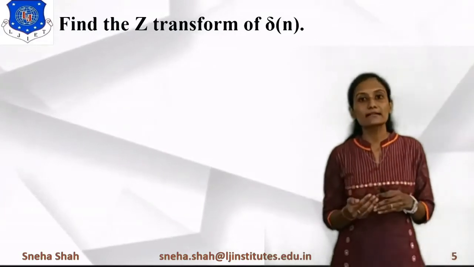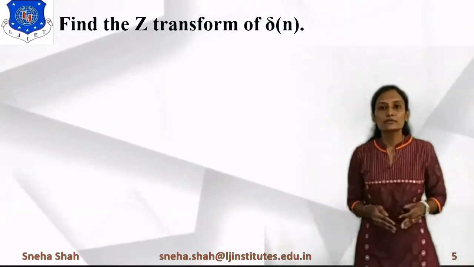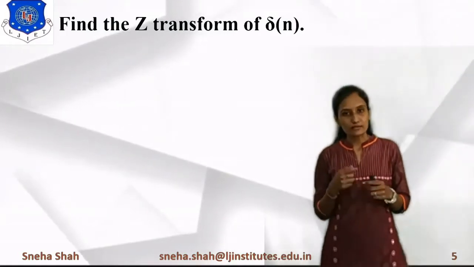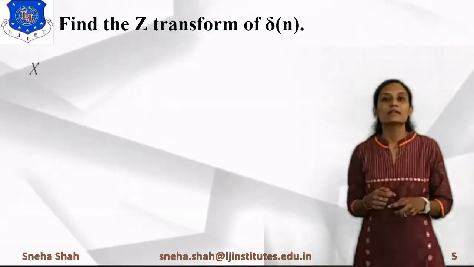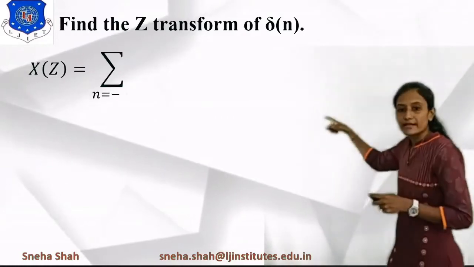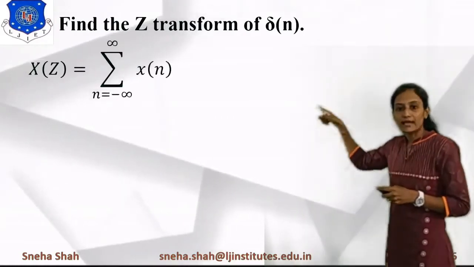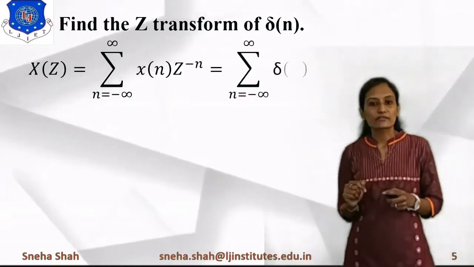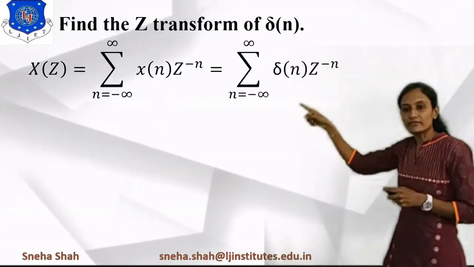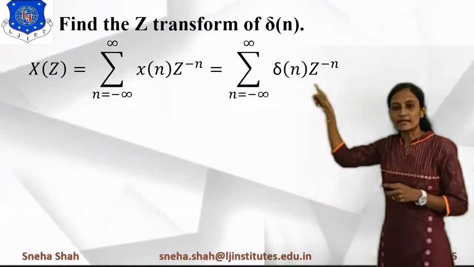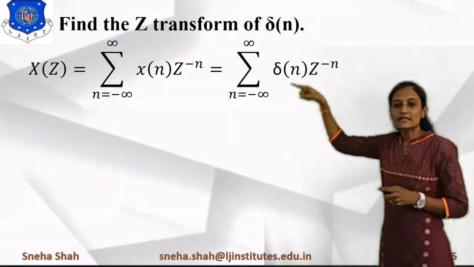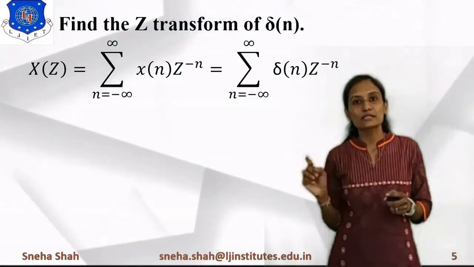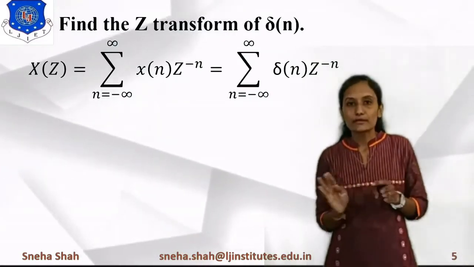First of all, I am solving this example by using the equation of the bilateral z transform. So what is the equation? X of z equals summation n equals minus infinity to infinity x of n into z raised to minus n. Now in this, instead of x of n, I will take the value del of n, so I am putting del of n z raised to minus n. Now what is the value of del of n? Del of n equals 1 for n equals 0, otherwise its value equals 0.